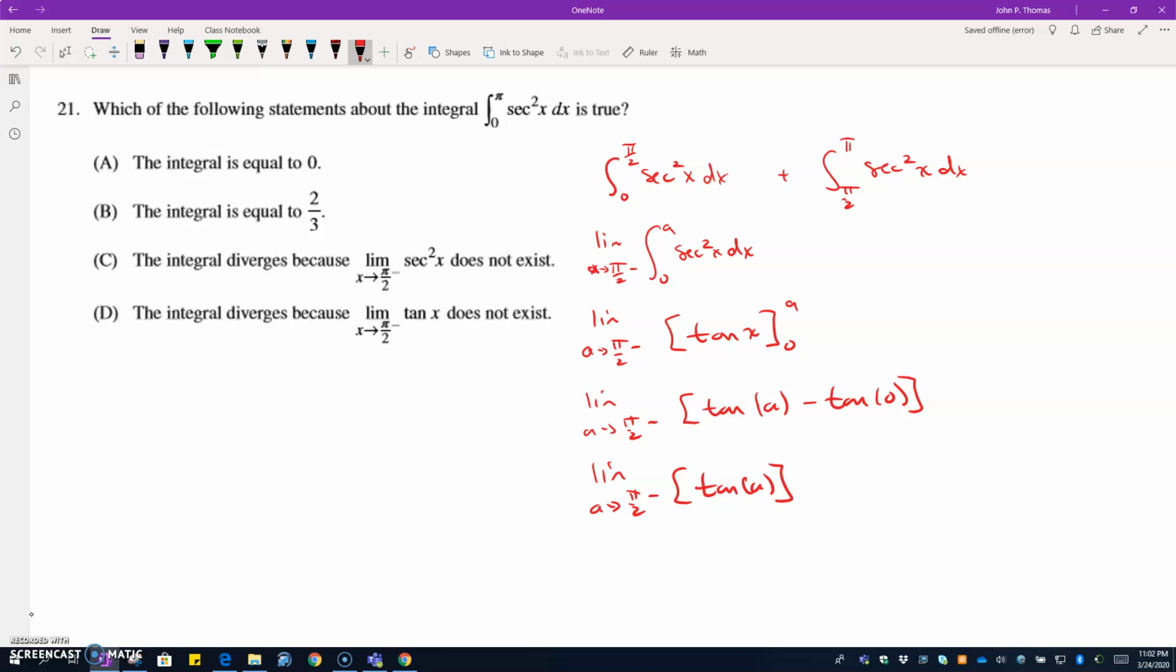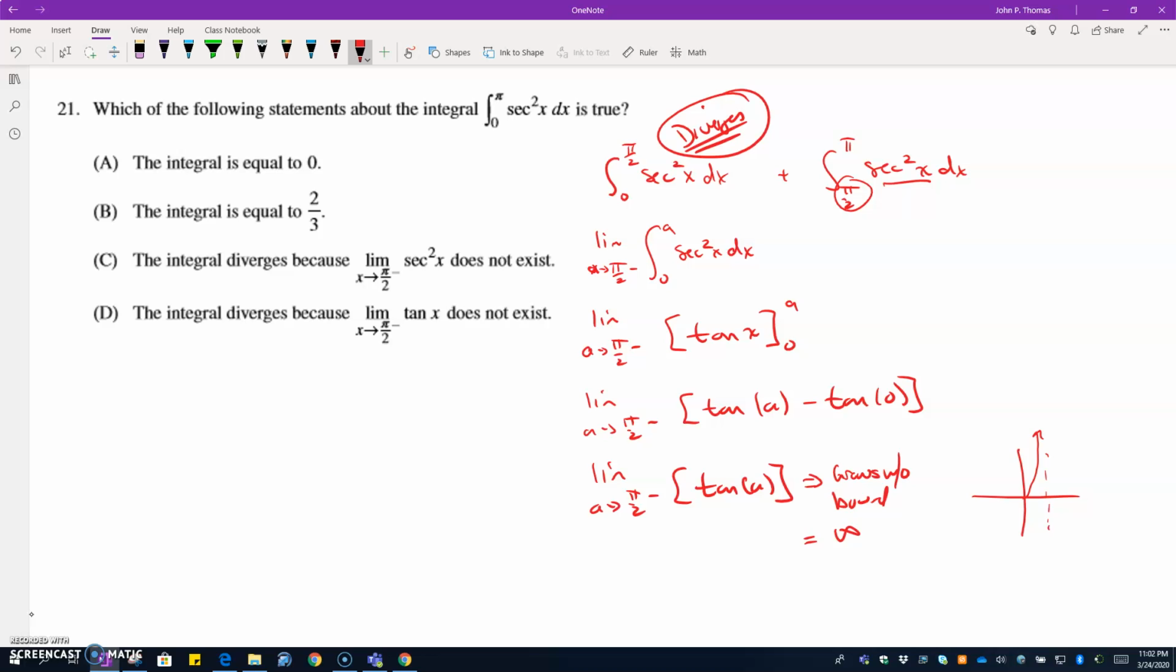Now I'm looking at tangent, and as I approach pi over 2 from the left, we know that tangent shoots off towards infinity. Technically that grows without bound, or a lot of times we just say it equals infinity. So if that equals infinity, that tells me that the integral diverges. And if that integral diverges, then the other one is going to diverge the same way because we really have the same function and we're just approaching the value from the other side.